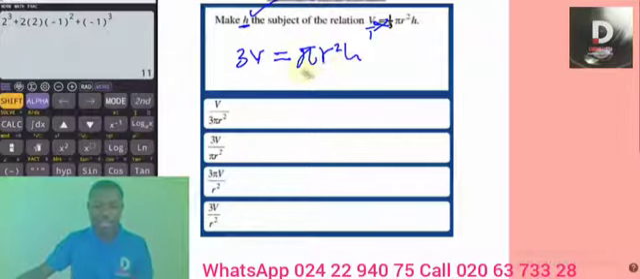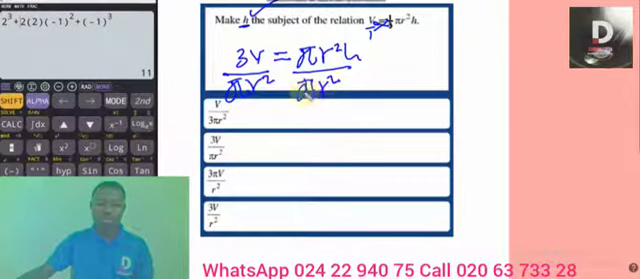The last step: is there something multiplying the h? Yes. Pi is multiplying it. R squared is also multiplying it. When you don't see any sign between two variables or a number and a variable, it's multiplication. You do the same thing for each of the items on both sides. Good. So this one clears that.